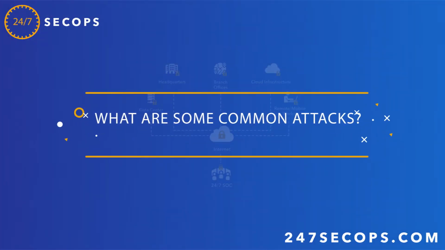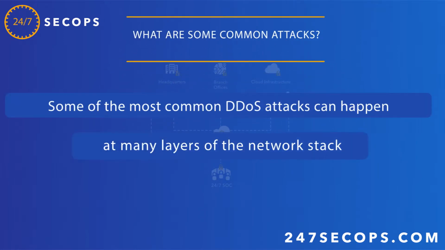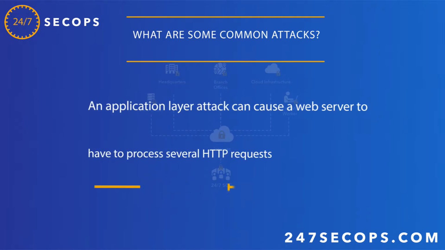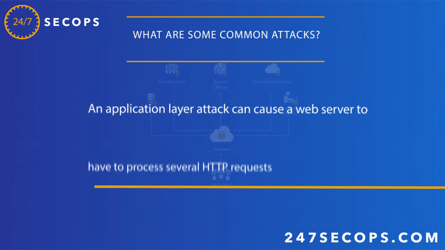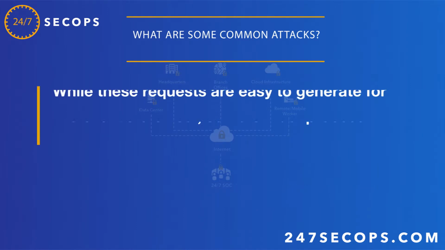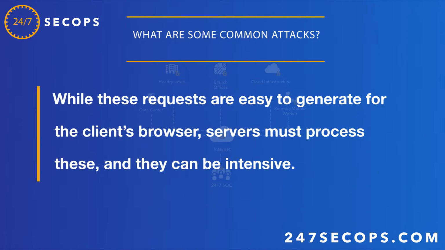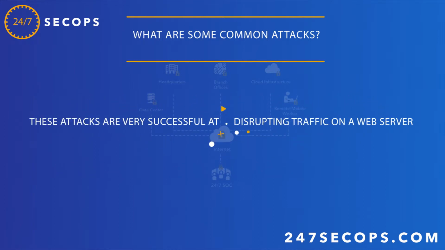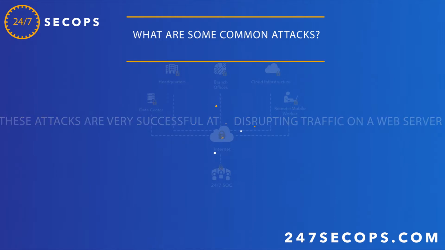What are some common attacks? Some of the most common DDoS attacks can happen at many layers of the network stack. An application layer attack can cause a web server to have to process several HTTP requests. While these requests are easy to generate for the client's browser, servers must process these, and they can be intensive. These attacks are very successful at disrupting traffic on a web server.